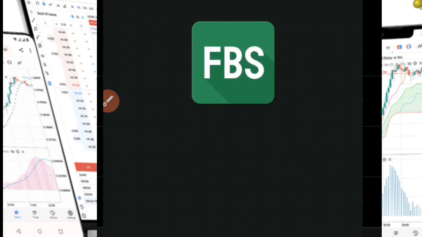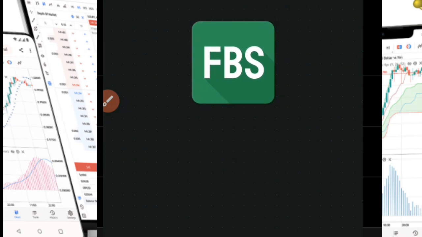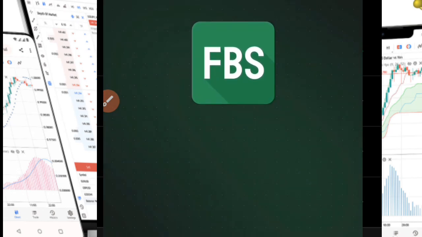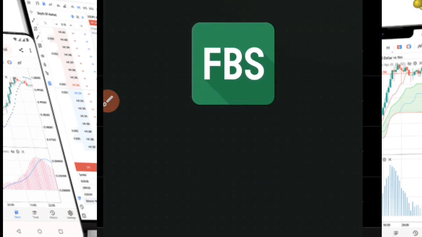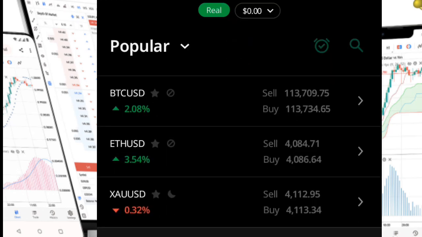Today we are going to talk about our trading platform, called the FBS trading platform. Now on the FBS trading platform we have instruments. As you can see, these are instruments. These are the instruments that I'm talking about.